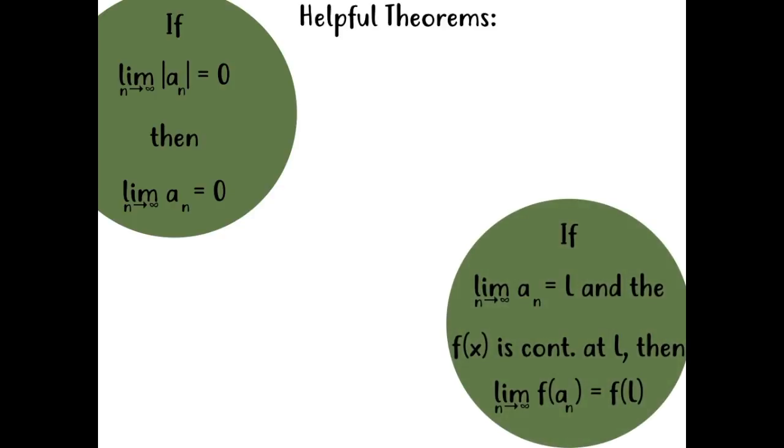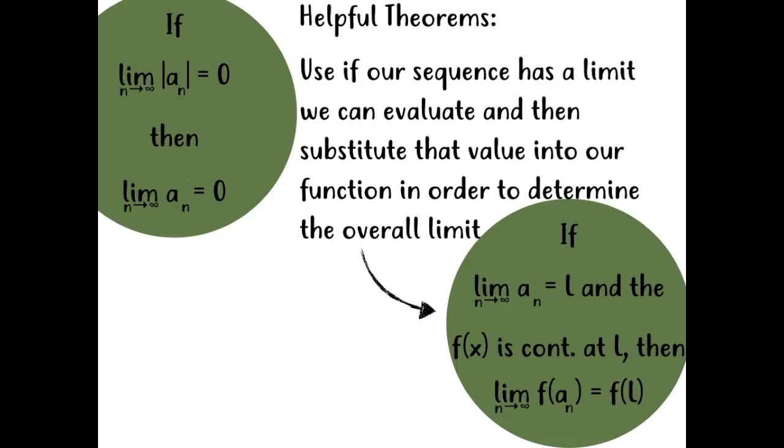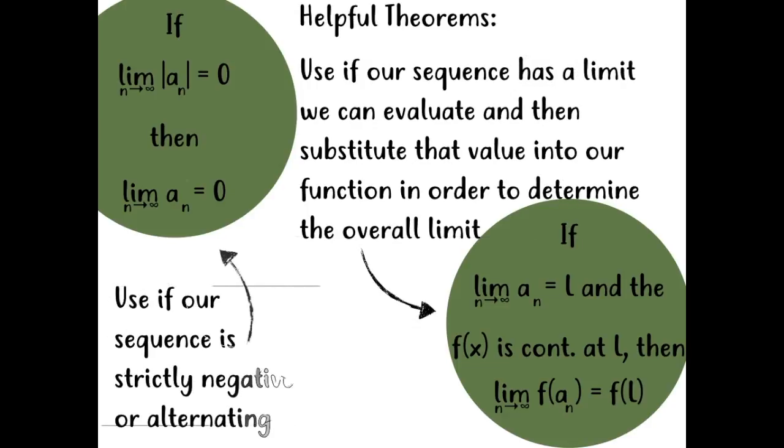Another helpful theorem we can use states that if the limit as n approaches infinity of a sequence equals the limit L, and f of x is continuous at that limit, then the limit as n approaches infinity of the function of the sequence is equal to the function of L. We can use this if our sequence has a limit we can evaluate and then substitute that value into our function in order to determine the overall limit. We use the other theorem if our sequence is strictly negative or alternating.